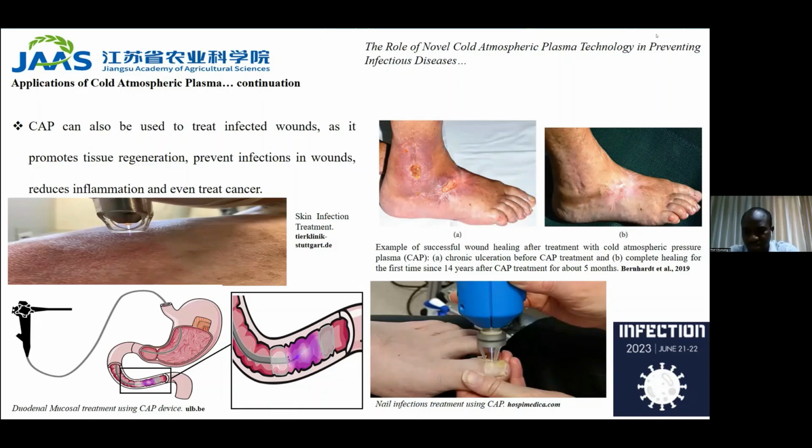Picture A shows chronic ulceration before cold atmospheric plasma, while picture B shows that the healing is very quick after 14 days. And another is the general local treatment using a CAP device. And this is another picture showing nail infection treatment using CAP.